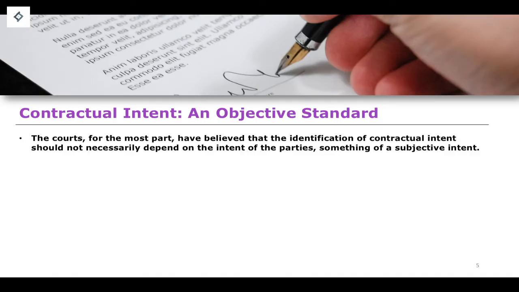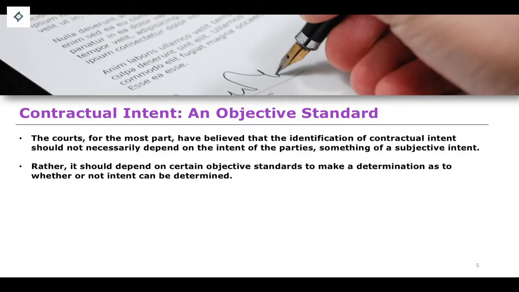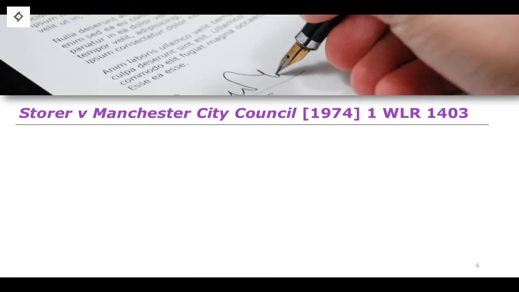For the most part, the courts have believed that the identification of contractual intent should not depend specifically on the subjective intent of the parties, but rather on the objective standard by which you can view the actions of the parties as being or potentially not being an offer. So it should depend on a certain objective standard to make a determination whether or not intent can be found. And there are a number of cases where this has been illustrated.